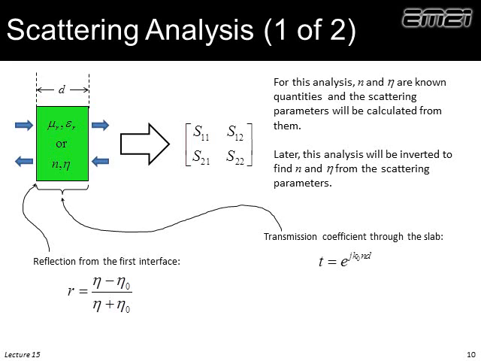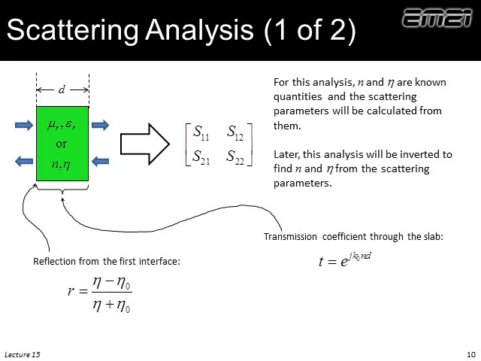So we'll do two things. We'll do what's called a forward analysis. We'll say, okay, given certain material properties of a homogeneous slab, how do we calculate, theoretically, the scattering parameters? And once we have that formulation, we'll have our scattering parameters in terms of the material properties. Then we can mathematically invert that so that if we're starting with the scattering parameters, we can extract the material properties. That seems simple in concept, but let's see what happens.